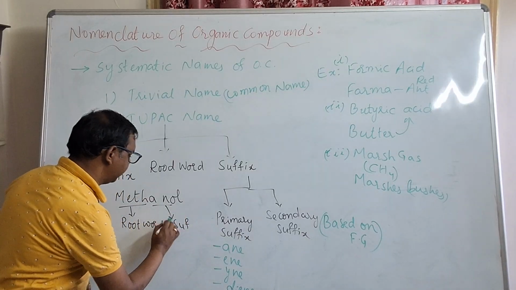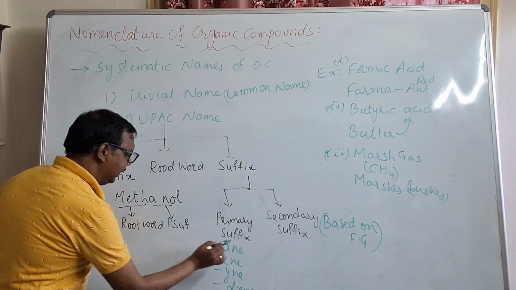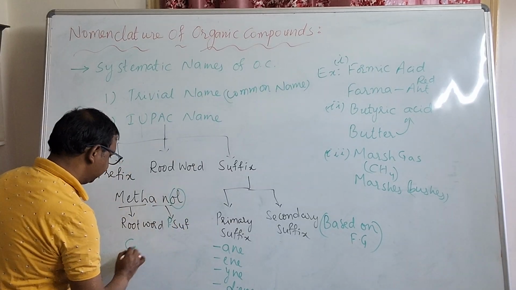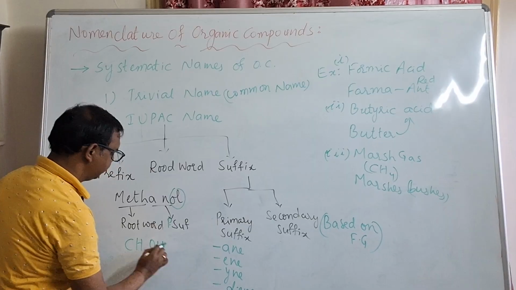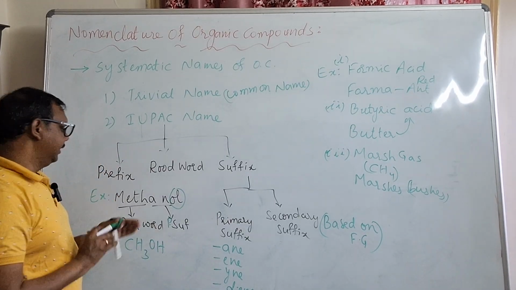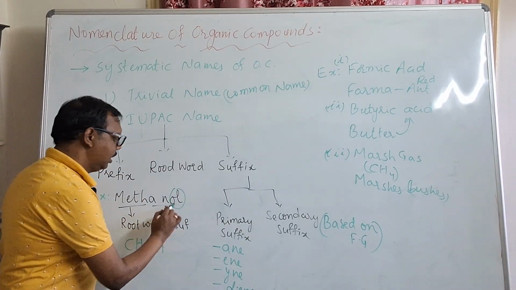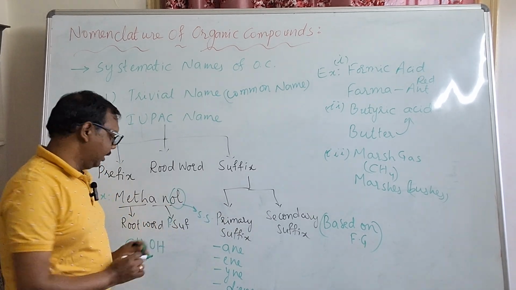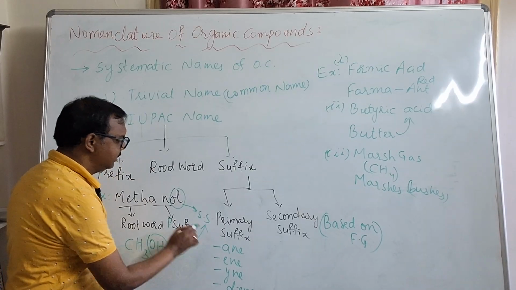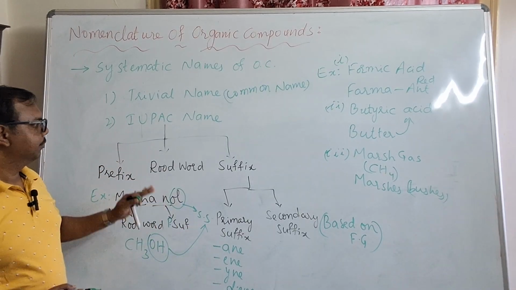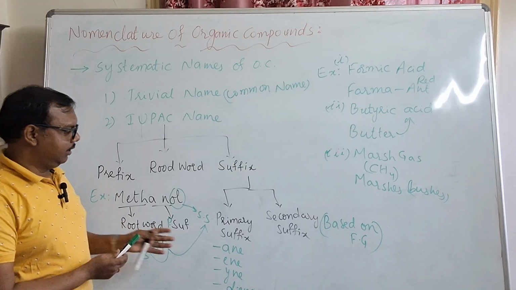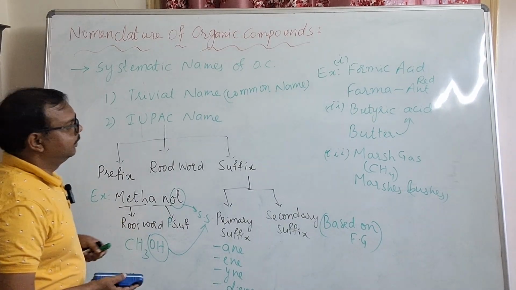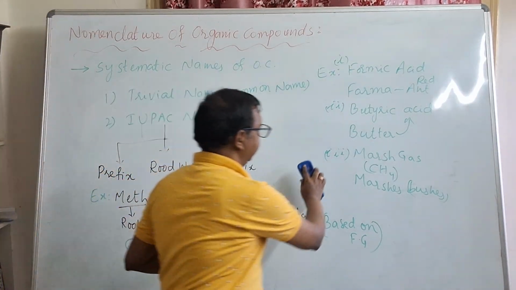Here, the primary suffix is ane. From ane, you have to remove e and write ol. Ol means alcohol. Methanol means CH3OH. Here, root word, primary suffix, and this is the secondary suffix, based on the functional group, here the alcoholic functional group. That's why the secondary suffix is ol. We'll go through one by one. First, we'll go through root word.